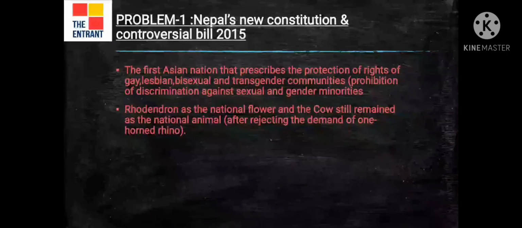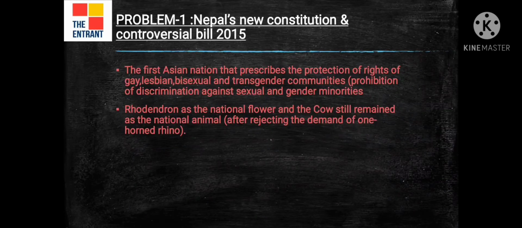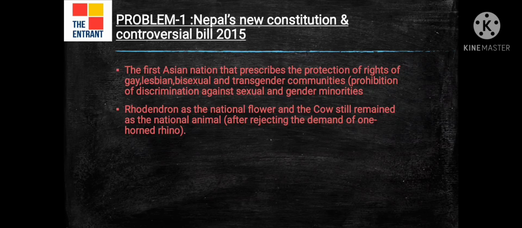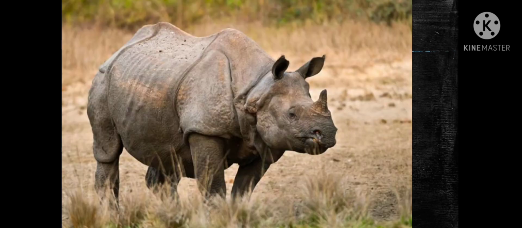Now, coming to the continuation of the slide, Nepal is interestingly the first Asian nation that prescribes the protection of the rights of gay, lesbian, bisexual, and transgender communities, prohibition of discrimination against sexual and gender communities, and rhododendron as the national flower, and the cow still remained as the national animal. There were a lot of proposals to change the cow as the national animal into the one-horned rhino, but these proposals for making the one-horned rhino Nepal's national animal were cancelled by the Nepali government.